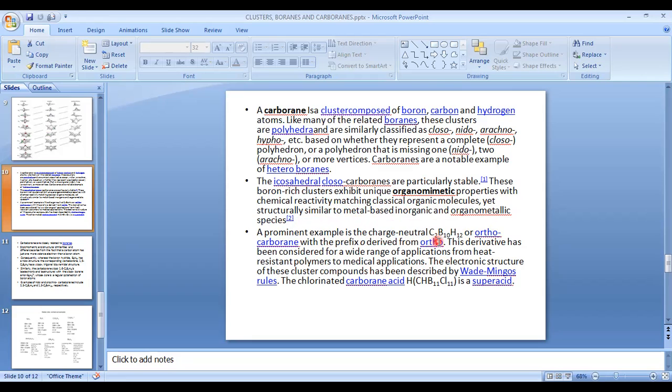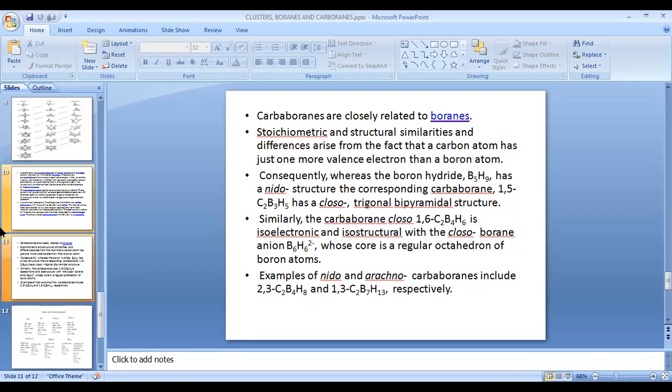A prominent example is the icosahedral C2B10H12, or we can say ortho-carborane, where the prefix o is derived from ortho. Okay, and this derivative has been considered for a wide range of applications, from heat resistant polymers to medical applications, particularly in the medical field. We use this one. The electronic structure of these cluster compounds has been described with the Wade and Mingos rules. So this is about carboranes being closely related to boranes.